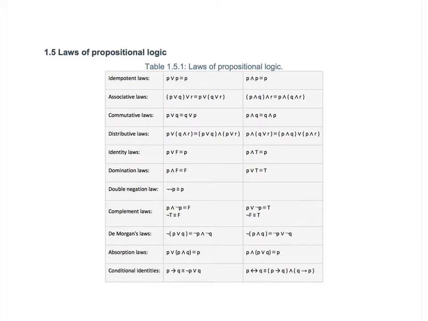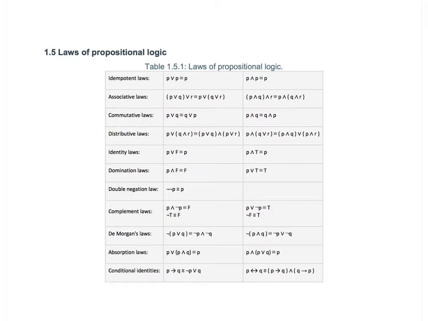the first law is the idempotent law that you see in this table. It has two different forms, the disjunctive form and the conjunctive form. The disjunctive form is this: P or P is logically equivalent to P. You can show this by constructing a truth table for both the left hand side proposition and the right hand side proposition and see that they both have the same truth values no matter what the truth value of P is.